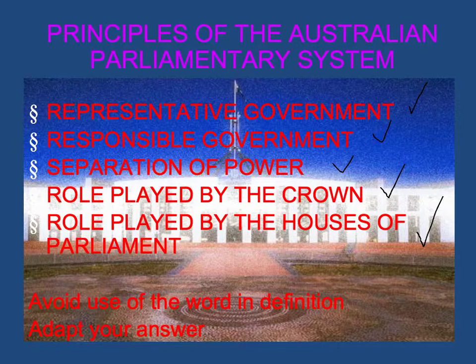When answering any questions associated with the parliamentary systems, firstly, try and avoid the use of the word in your definition or explanation. And secondly, you may need to adapt your answer to fit the question. For example, if it's in relation to the Commonwealth parliamentary system, then you will need to write your answer in the context of the Commonwealth. Conversely, if it's in relation to the Victorian Parliament, then you'll need to write your answer in the context of the Victorian Parliament.